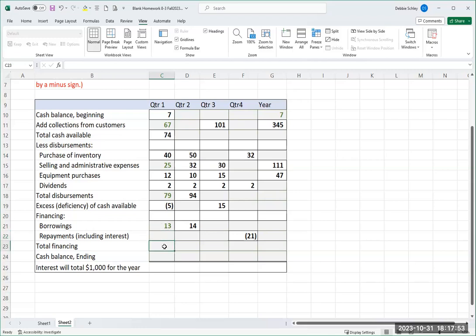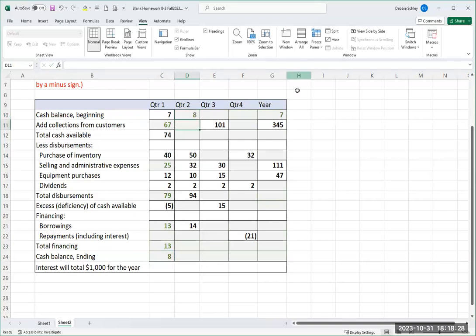So my total financing equals the sum of those two numbers, which the one is nothing, so it's just 13. So now, if I take my excess or deficiency of cash plus my total financing, I get 8. Okay, so now I know my ending cash balance. So that tells me my beginning quarter 2 is 8.